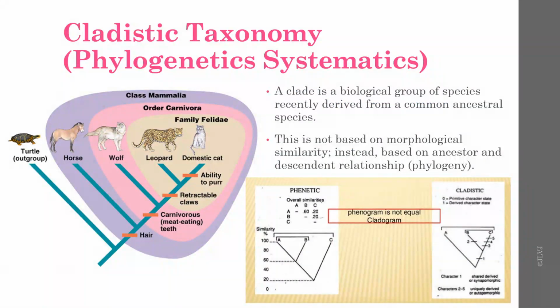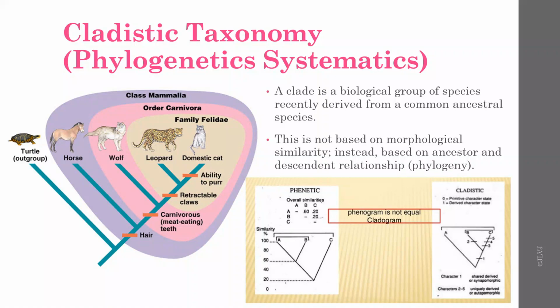Cladistic taxonomy is the base of phylogenetic analysis, phylogenetics. So here a clade is a biological group of species, and these clades share many attributes in common. And this is not just based upon any morphological similarity, but upon the ancestor. For example, we know that the cat and the leopard look different, but based on their ancestry, they have originated from the same group. So accordingly, these are placed very near to one another.